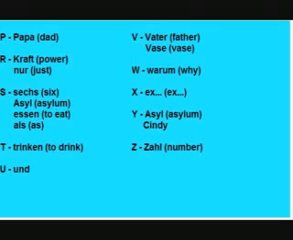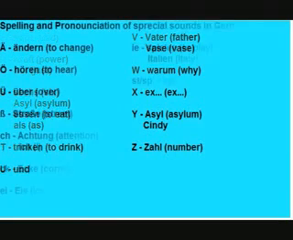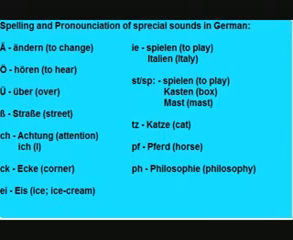The X is pronounced like in English, like X. The Y is pronounced like a Ü sound, like in Asyl, but in names it can also have an E sound, like in the name Cindy. The Z is pronounced like TS, an example is Zahl, number.